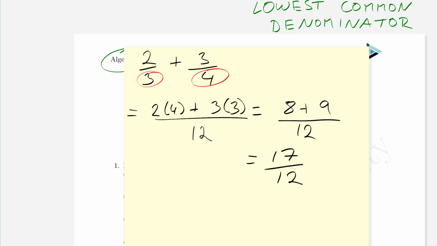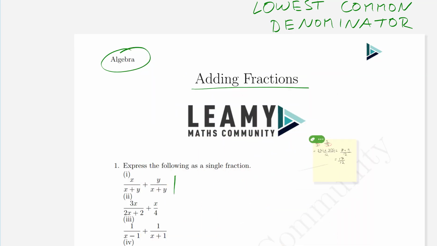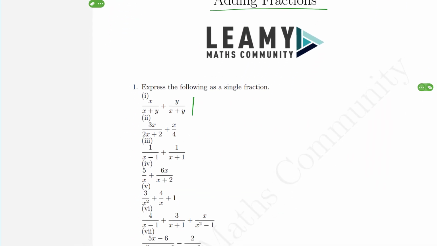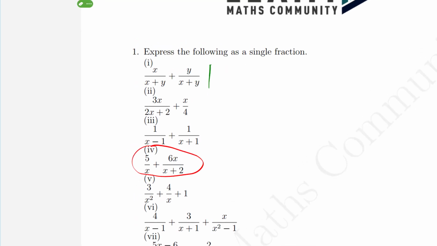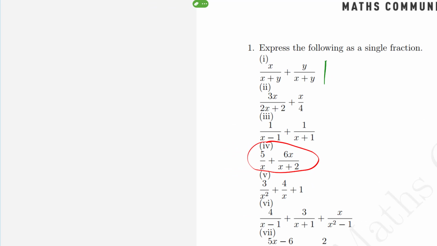So the good news is the method doesn't change. Just because we're dealing with x's and y's instead of 3's and 4's, the method of adding fractions is the exact same. It's all about the lowest common denominator. So let's have a look at a question here. The question that I shall do for you guys is I'm going to start with this part 4 here. 5 over x plus 6x over x plus 2. So I want to simplify and add those fractions.